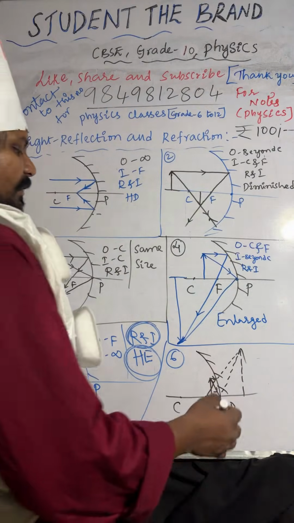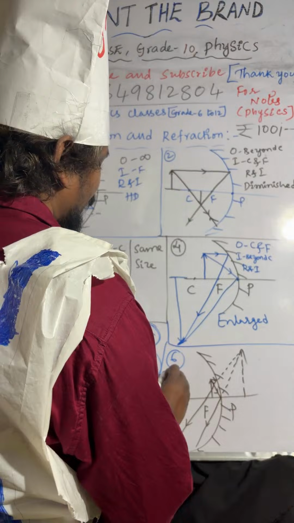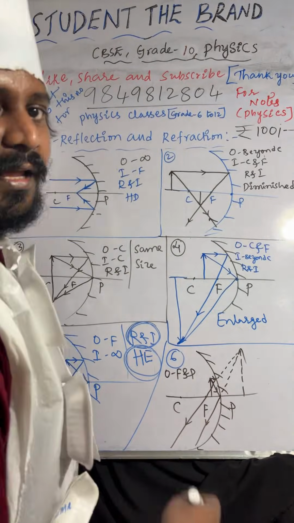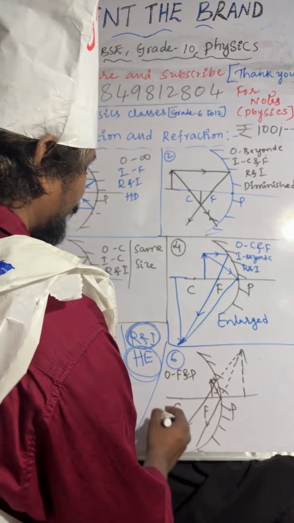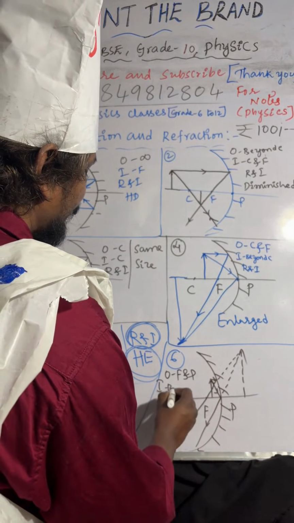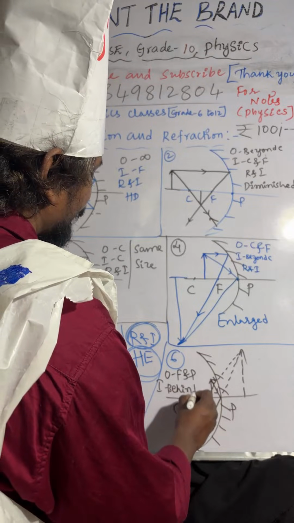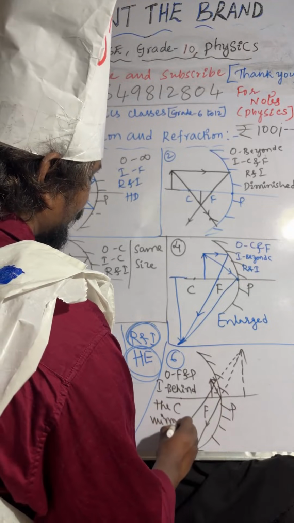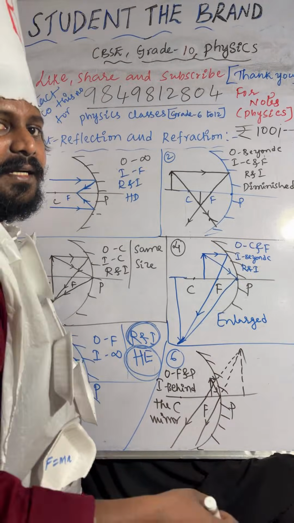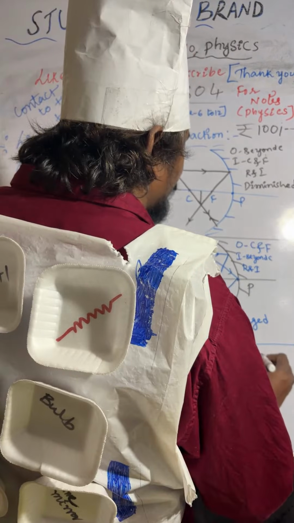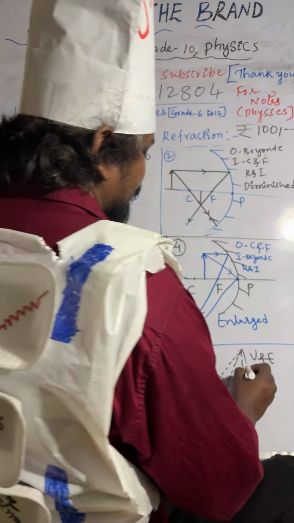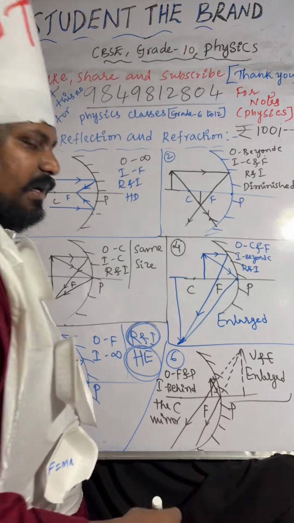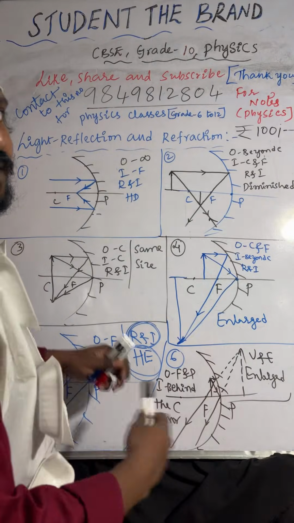So object is placed between P and F. Image will form behind the mirror. Nature of the image is virtual and erect. Size of the image is enlarged. I hope it is very clear. Once again check here.